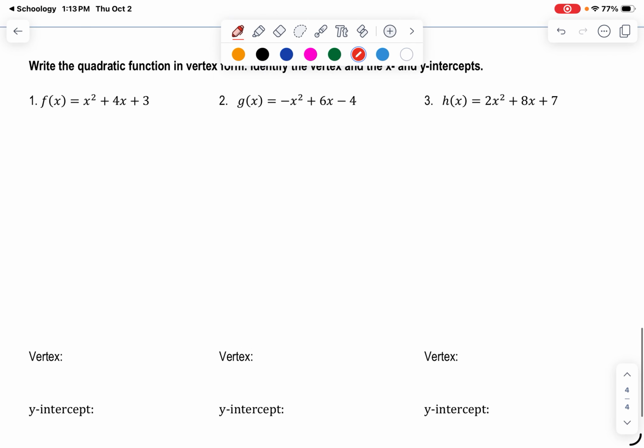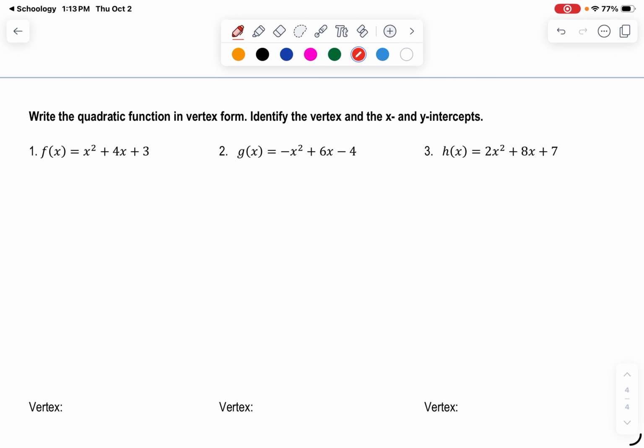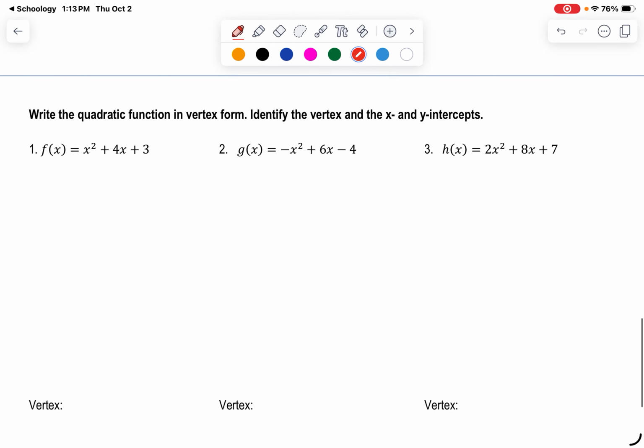All right, lastly, what we have here is write the quadratic function in vertex form. Identify the vertex, the x-intercepts, and the y-intercept. Okay, so this is practice on completing the square, and then finding everything else. So if it is factorable, then I will put it in intercept form too to find the x-intercepts. It just makes life easier. But if not, I will set it equal to 0 and solve and do the quadratic formula. Okay, so put quadratic into vertex form.